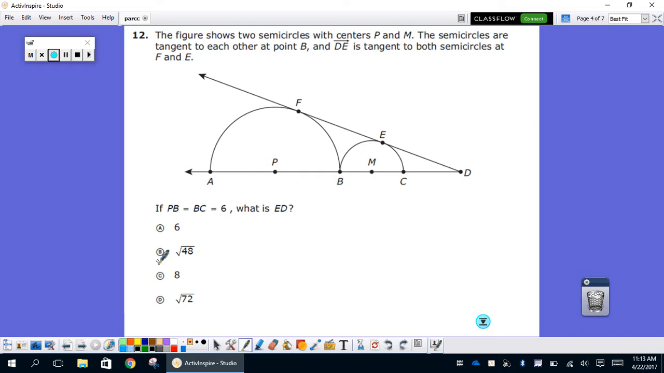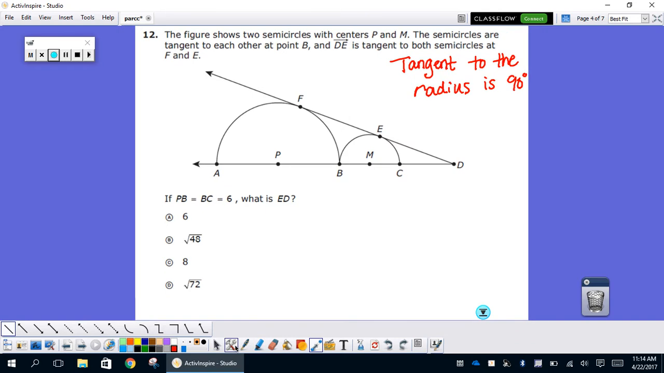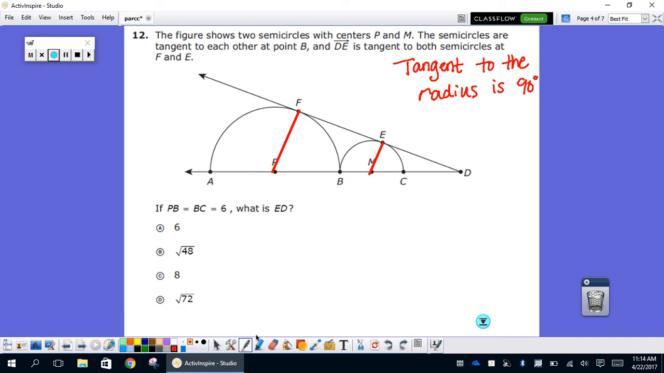So the things we had to remember are, you should write these down, tangent to the radius is 90 degrees. So that helped us establish right triangles. And I will put those in. Okay, so I'll actually use a straight line. Yeah, so from F to P and from E to M, those are radiuses of a circle, which makes a right angle right there.